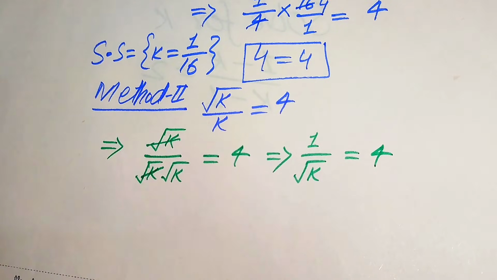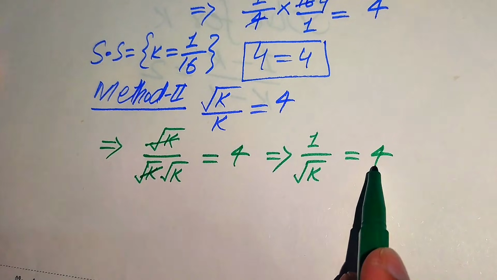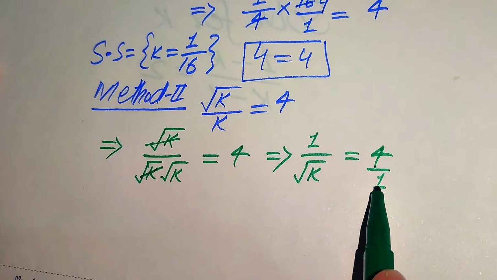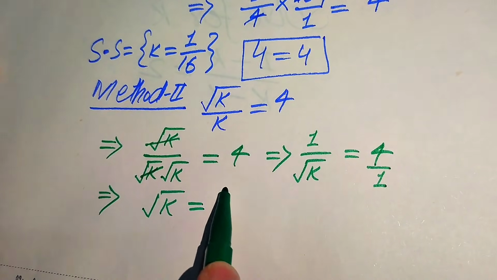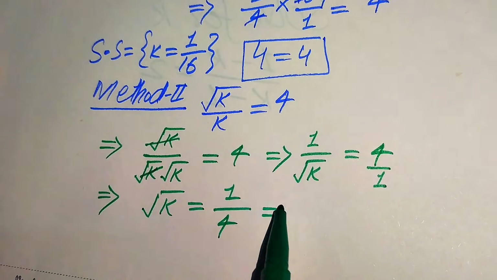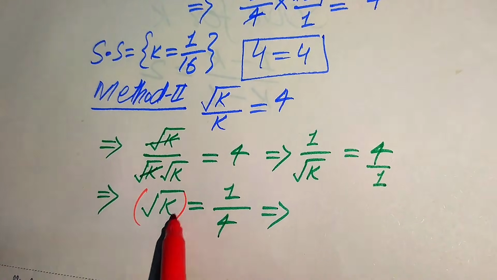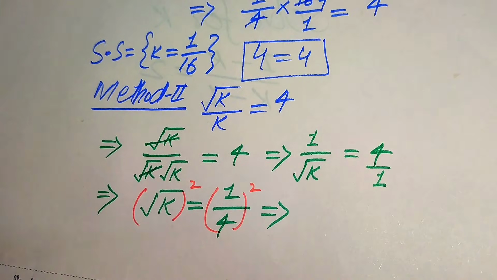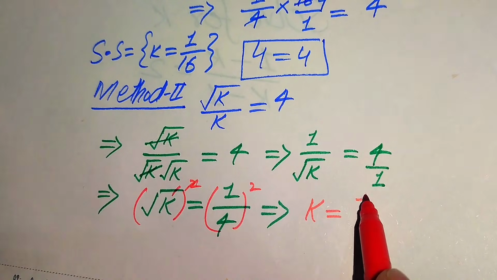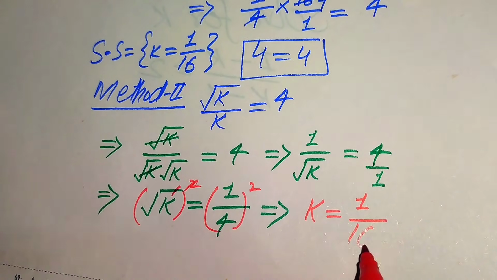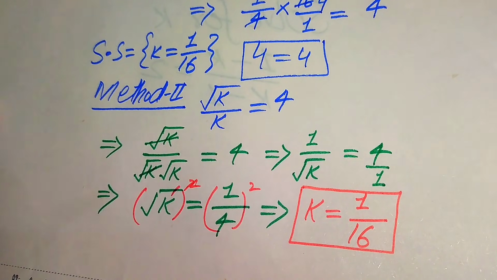So further, because our target is to find the values of k, we need to first take the reciprocal on both of the sides, because its numerator becomes 1, and when you take the reciprocal on both of the sides we get the square root of k equals 1 over 4. And now for the values of k, we take squaring on both of the sides. So when we apply squaring, it will be written in this form, and finally the square and square root are gone, and we get k equals 1 divided by 4 squared, which becomes 16. So in the second method we get only one value of k, and that is 1 over 16.